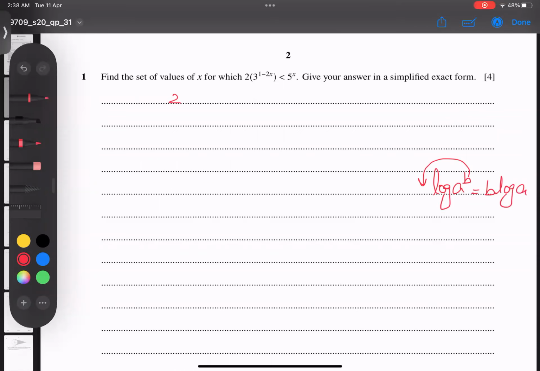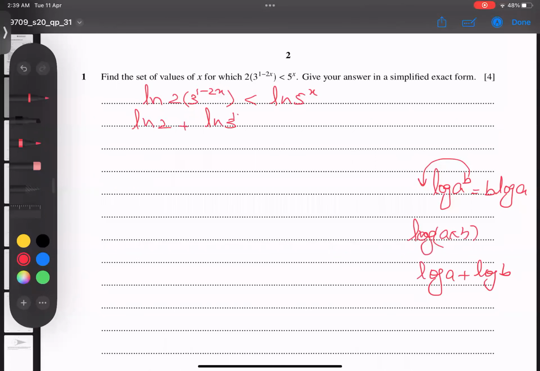First of all, I will take a log of both sides. So logarithm of the first, 2 times 3 to power 1 minus 2x, is less than logarithm of 5 to power x. Now, when two terms are multiplied, the rule is logarithm of a times b equals log of the first value plus log of the second value. So what is the middle sign here? Multiply. So I can say here logarithm of 2 plus logarithm of 3 to power 1 minus 2x.